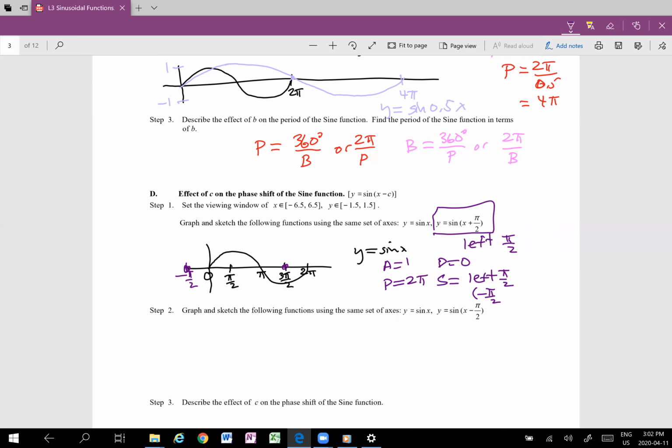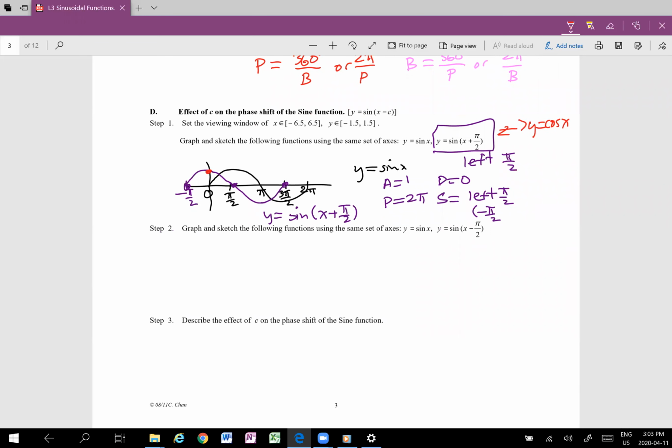So it's going to end there, and it's going to end there, really. So it should look something like that. And you can see that's y equals sine x plus pi over 2. I already know the kind of connection between this question right here. This is also the same thing as y equals cos x. Why? Because it started at a maximum. So a lot of you already know to describe the effects of c on the phase shift. Shift left, shift right.